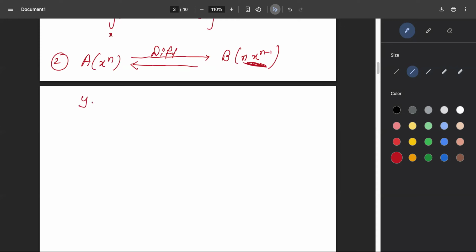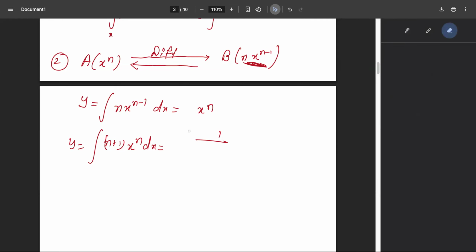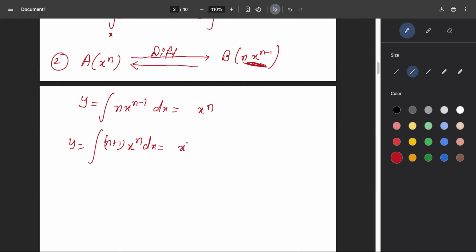Okay, so basically the integration of n x to the power n minus 1 dx will result you how much? Let me write it as dx. How much you are going to get is x to the power n. Bhavna, is that clear? Yes, sir. Just assume I am replacing this n with n plus 1. Okay, then what you are going to get is n plus 1 times x to the power n dx, which is nothing but equal to x to the power n plus 1.